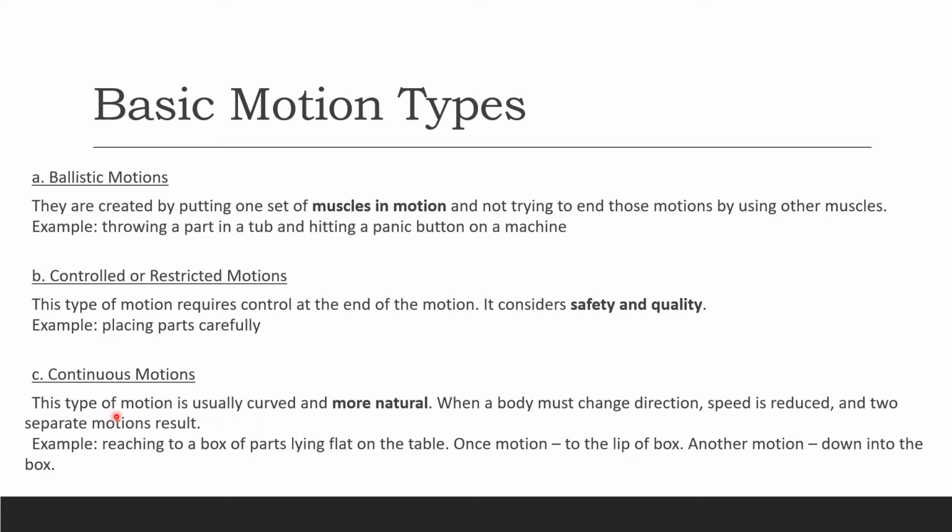Continuous motion is usually curved, and these motions are pretty natural. So when the body must change direction or speed is reduced, or two separate motions result, these are called continuous motions. For example, reaching to a box of parts lying flat on the table. So one motion is to the lip of the box, another motion is down into the box. So these are all continuous motions.